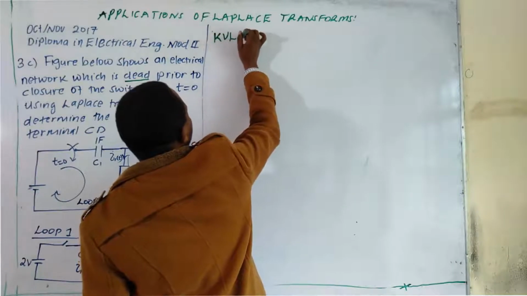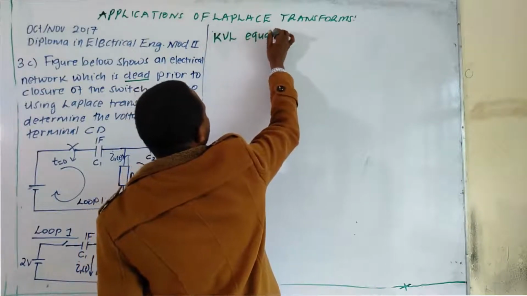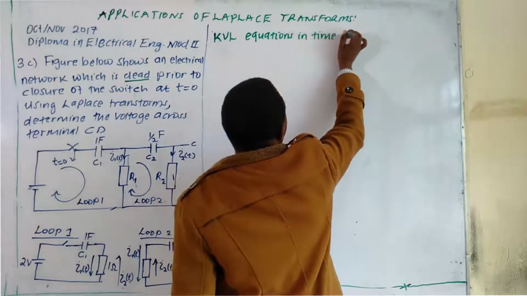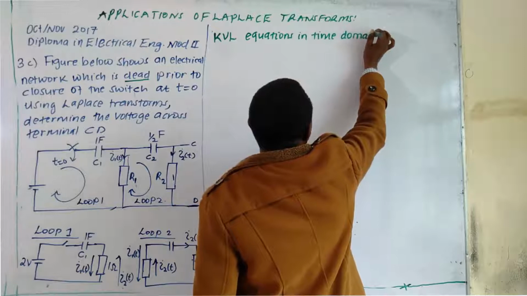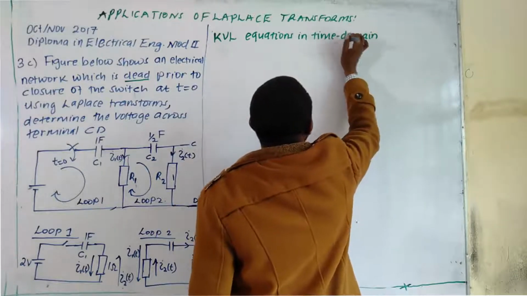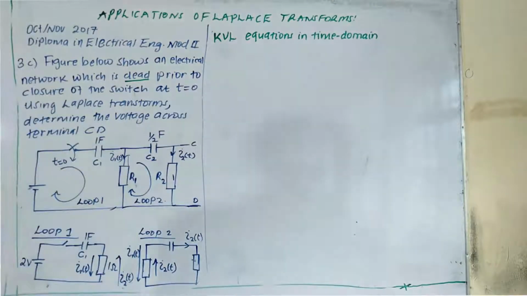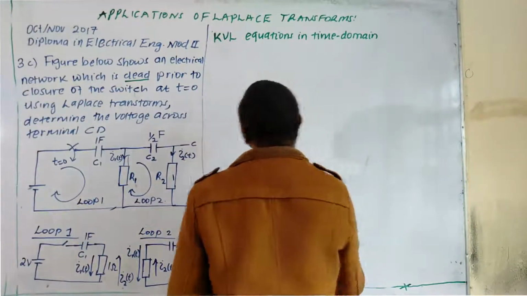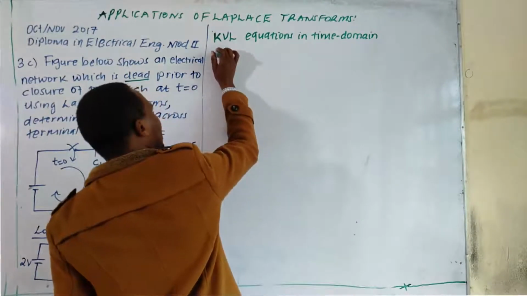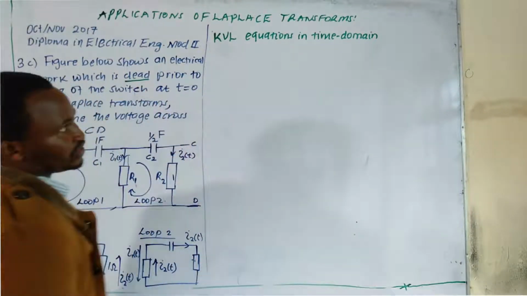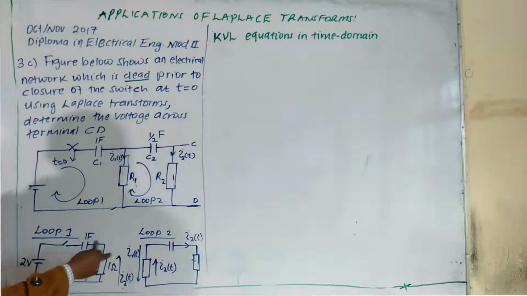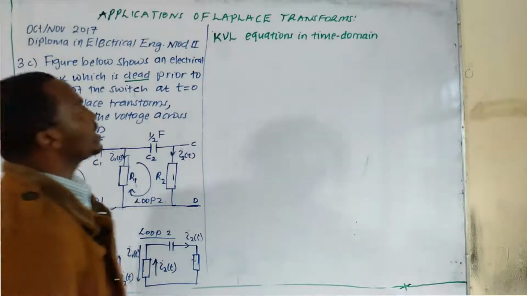Kirchhoff voltage law equations in time domain. Let us take the first loop. KVL. We have that capacitor. The equation for capacitor, remember we said, Kirchhoff voltage law. Here voltage is 2 volts. Here voltage is charge of a capacitance. Here it is I times R.